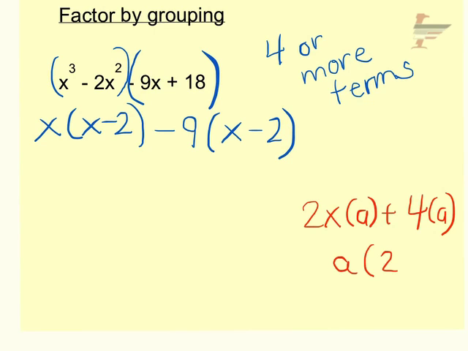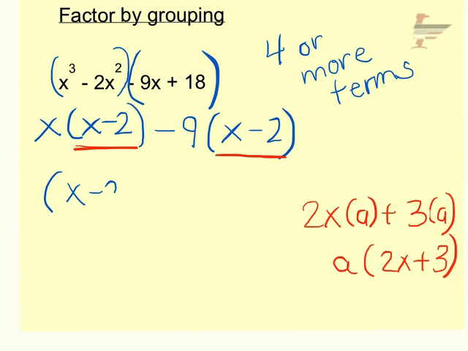You would take an a out, and that would leave you with 2x plus, I probably don't want to do a 4, because I can also take out a 2, and that's not the point of my problem, so I'll make that a 3. And anyway, you would take out an a. Well, here, you could take out an x minus 2 from everything. Okay, so if I factor out an x minus 2, that's going to leave me with x minus 9.